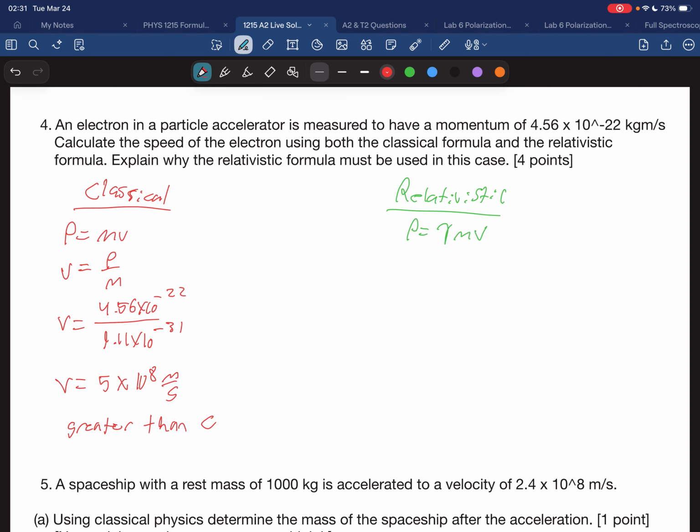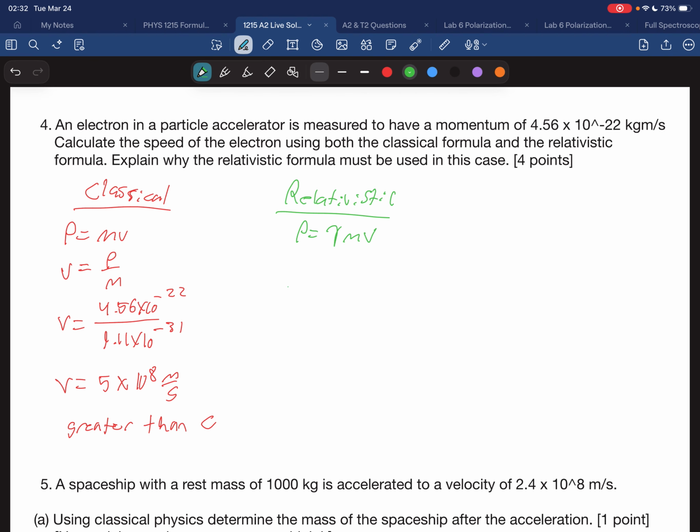That is already the reason why we need to use the relativistic formula. And so clearly the classical gives an impossible answer. It's just greater than the speed of light, so we can't use it. So this is why we need to use relativistic. Now, relativistic, we need to solve for v in this equation first before we go ahead and use it.